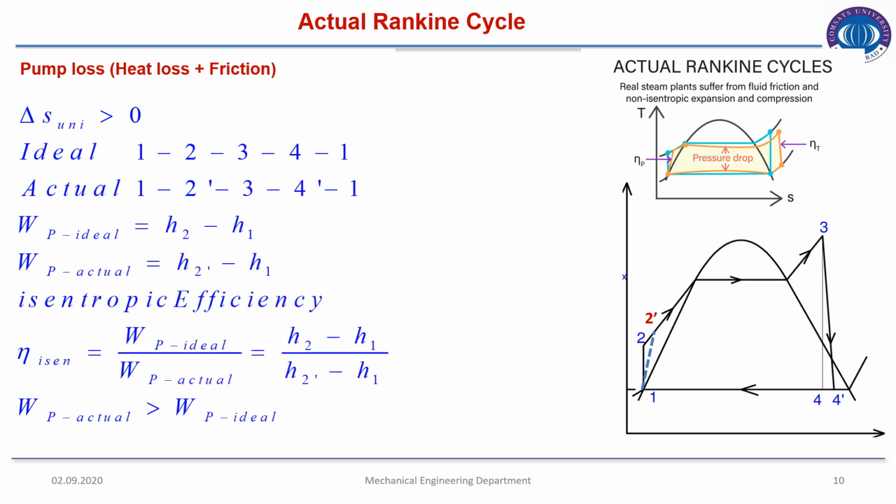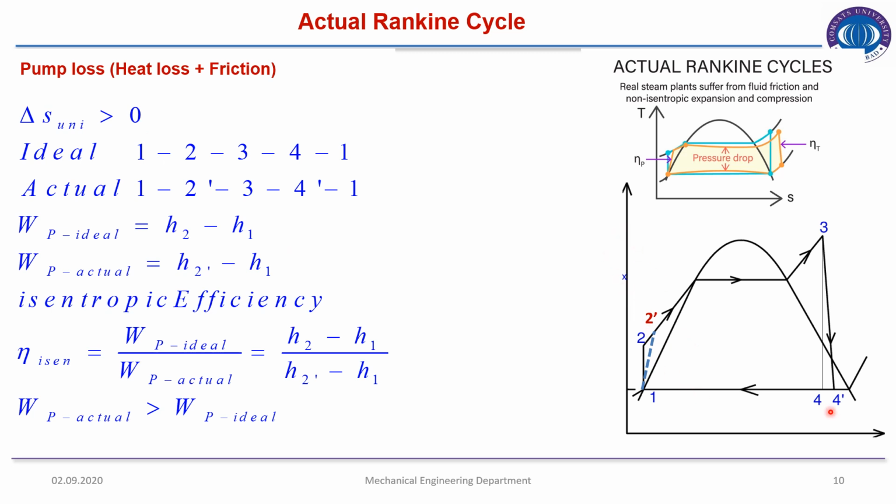So the second loss involved in the actual Rankine cycle is the pump loss. If we are talking about the pump, the losses involved in the pump are heat loss plus friction loss. So similar to the turbine, the pump loss involves both these losses, heat loss and friction loss. Therefore, the entropy of the universe due to the friction and other losses will be greater than 0.